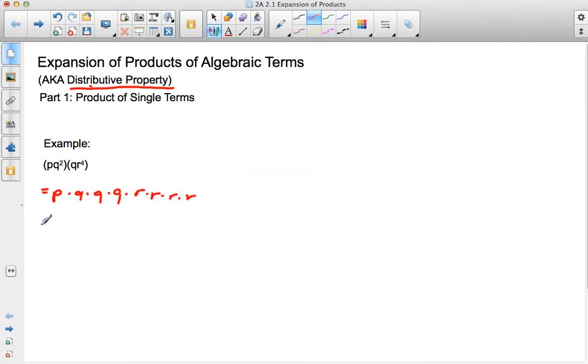So then when I combine all my terms, I see that I have p q to the third and r to the fourth. Really what I did was just set everything all out in one long string, and then I combined all my like terms together. Let's take a look at something now involving coefficients.